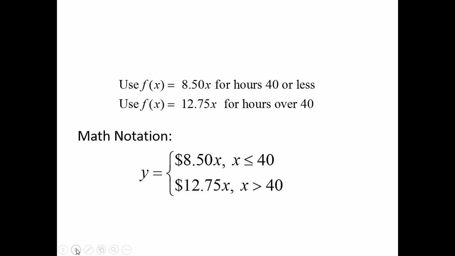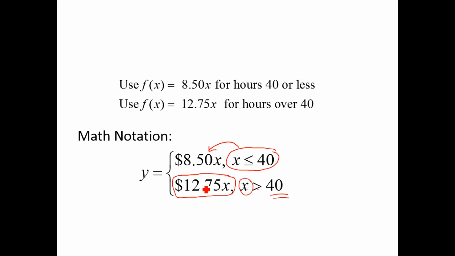So in math notation, notice that we have one y equals, right? But we have two parts that make up this function. The first part is $8.50 x, and then there's a comma, and then it says for x values less than or equal to 40. See that part right here? There's a comma right here that tells me when I'm going to use this part of our equation. But once my time goes over 40 hours, then I'm going to get paid based on $12.75 per hour.